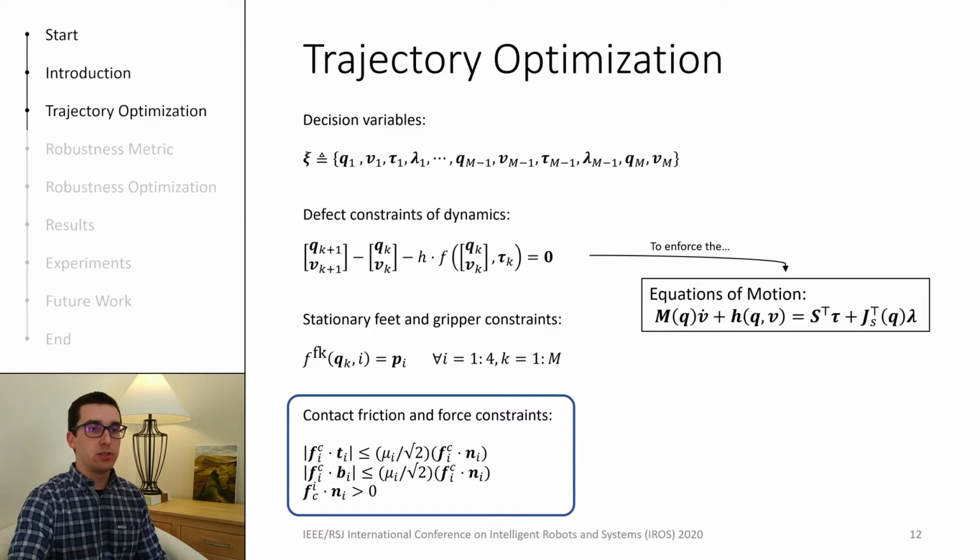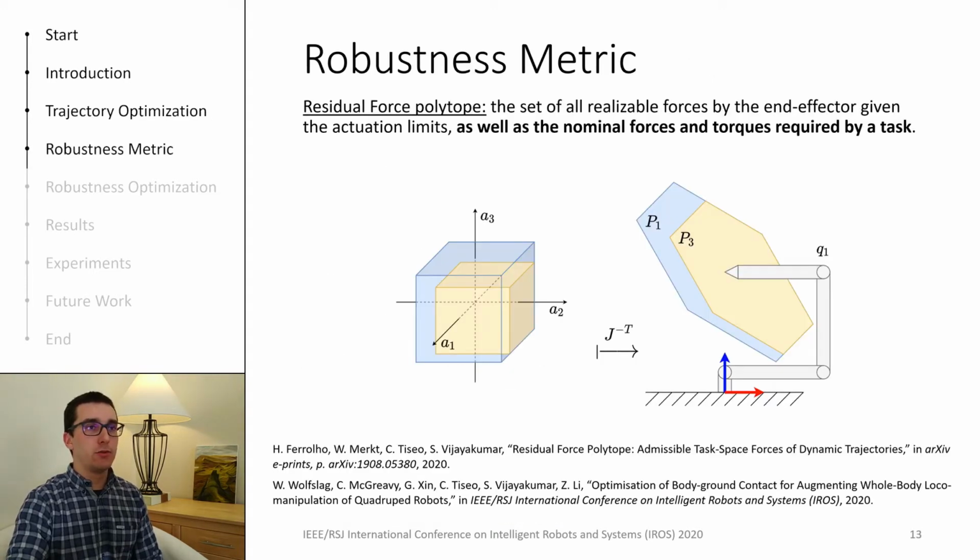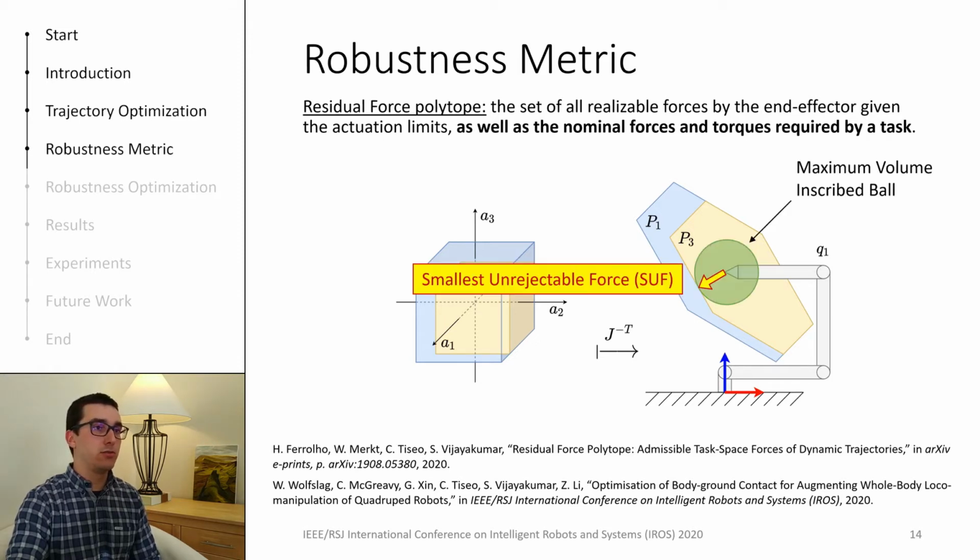This formulation is the basis of our optimization framework, and we can use it to plan feasible motions. But we are not only interested in planning feasible solutions. What we really want is to optimize the robustness of the trajectories, and for that, we need the robustness metric to define an objective function. In previous work, we have proposed an exact representation for the set of forces that the robot is able to resist, given a nominal trajectory and its actuation limits. We have also defined the robustness metric based on the magnitude of the smallest unrejectable force, which is given by the radius of the largest ball that can be inscribed in the residual force polytope and centered at the robot link. In this example, it is centered at the end effector.